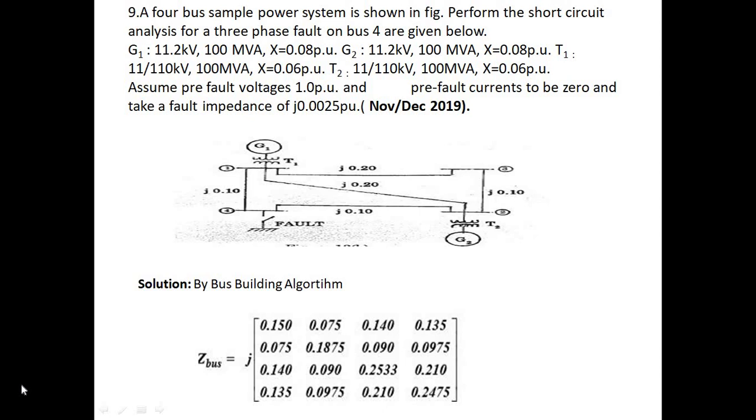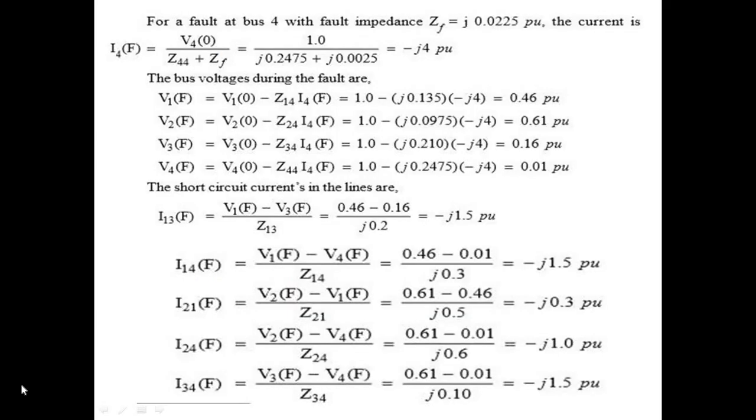0.0975; 0.140, 0.090, 0.2533, 0.210; 0.135, 0.0975, 0.210, 0.2475. For the fault at bus 4 with the fault impedance Zf equal to j0.0025 per unit, the fault current I4 is 1.0 divided by Z44 plus Zf, equal to 1.0 divided by 0.2475 plus j0.0025, that is equal to minus j4 per unit.